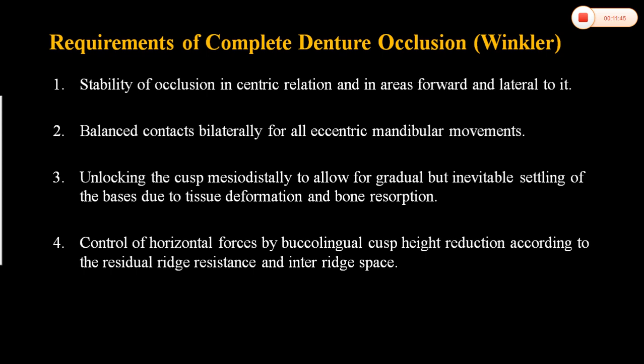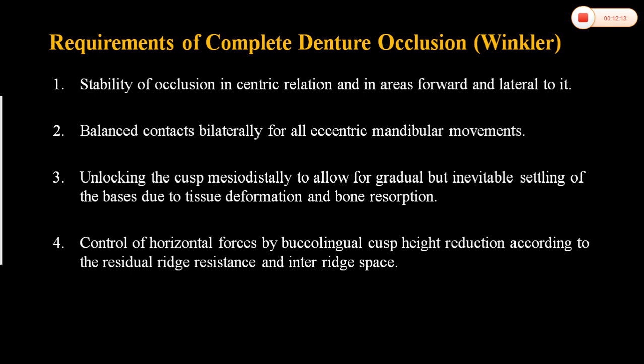So now, as you remember, it is very important: requirements of complete denture occlusion. What all we should remember before we develop complete denture occlusion. One, stability of occlusion in centric relation and in areas forward and lateral to it. So always the occlusion should be stable, meaning in centric relation and in areas forward and lateral to it.